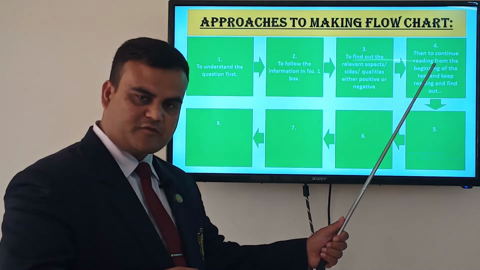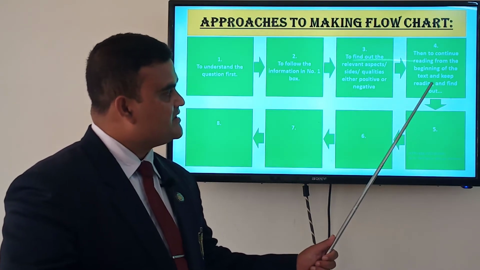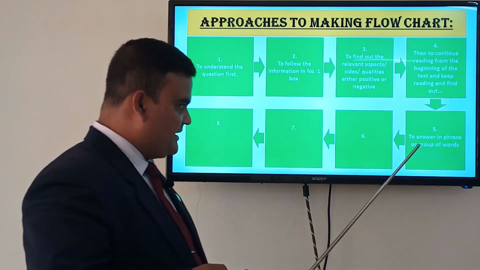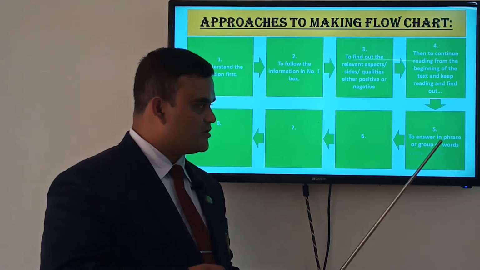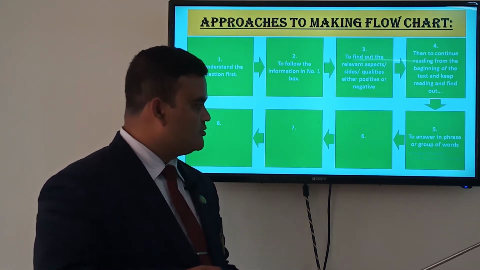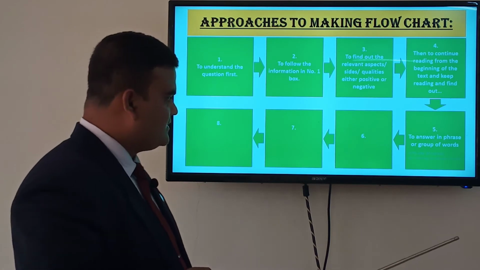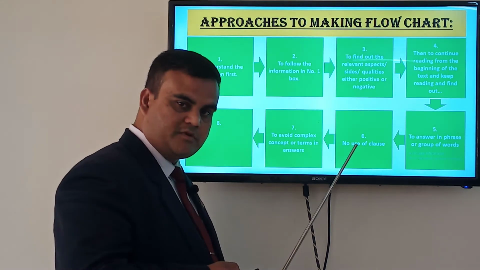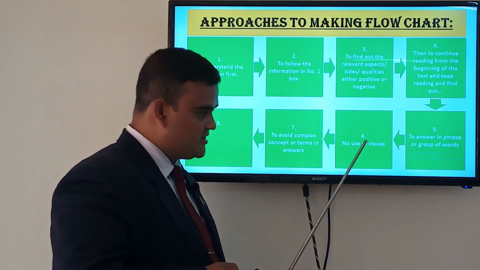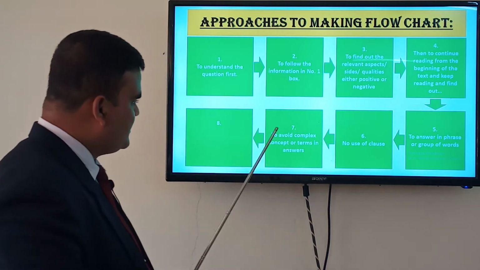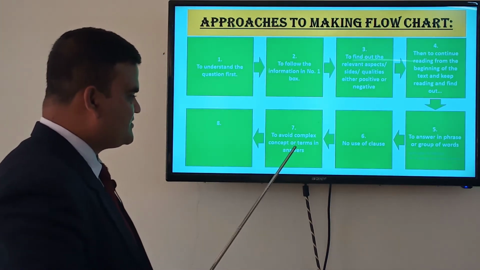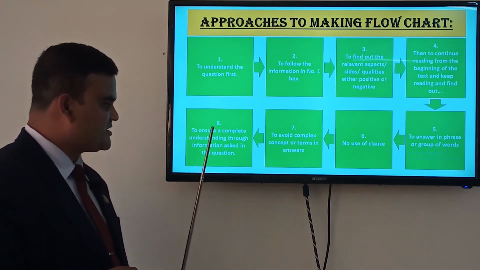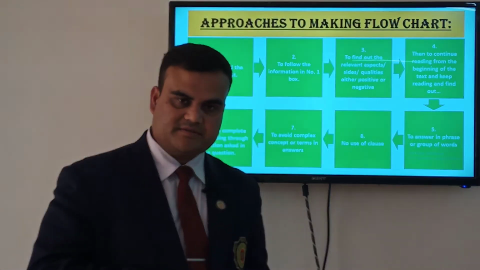Starting reading from the beginning and keep reading, and gradually we will find out our information. Remember, to answer in phrase or group of words, you mustn't answer your question in clause. There is no use of clause. Okay? We have to avoid complex concepts or terms in answers. And here, to ensure a complete understanding through information asked in the question is important.